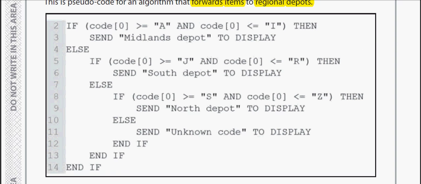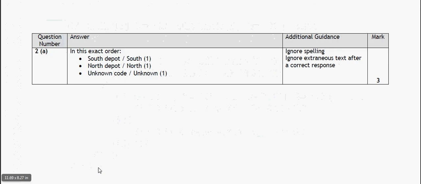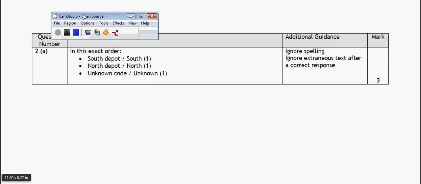Let's just check the mark scheme. Just make sure I actually worked that out right. There we go. In this exact order, obviously it needs to be in that exact order: South Depot, North, unknown code. And they were kind enough to accept it, even if you didn't write depot, and they were going to ignore your spelling and any extra that you wrote. And I actually put a capital D on depot, which obviously was incorrect, but it was accepted. So there is question 2A.